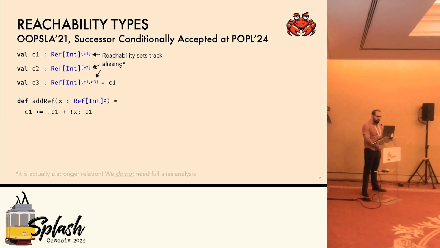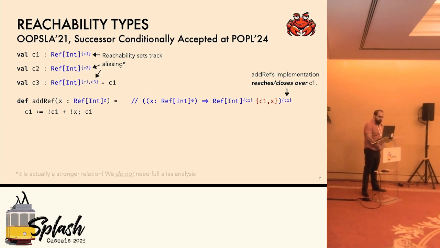So like this addref function that takes a reference x and adds it to C1, and then returns C1. If you look at the type, we notice that we have a reachability annotation on the function type itself. And that tells us what is actually relevant for the computation of addref and what it can actually see in the context. So what does it close over? And that also in turn tells us what it is oblivious of, what it does not observe. And that gives us a useful upper bound for the context for potential effect dependencies. So that's kind of the gist of it.